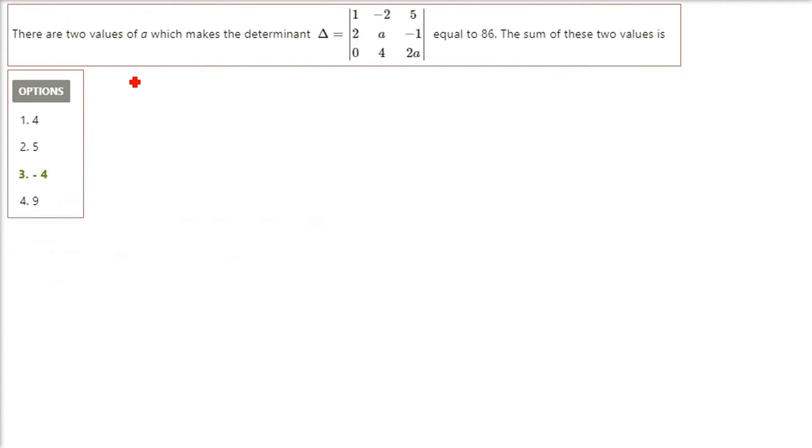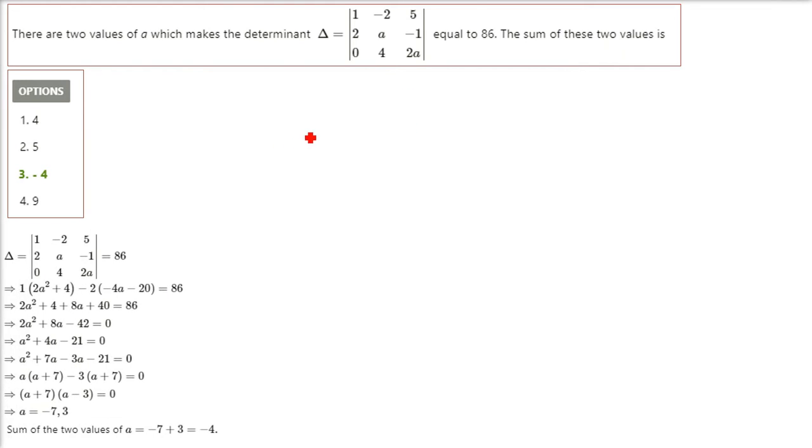There are two values of a which make this determinant equal to 86. We need the sum of these two values. You just have to open the determinant, equate it to 86, and find the value of a. You could make it easier if possible, but I think doing that would just be an extension of time. So let us open this.